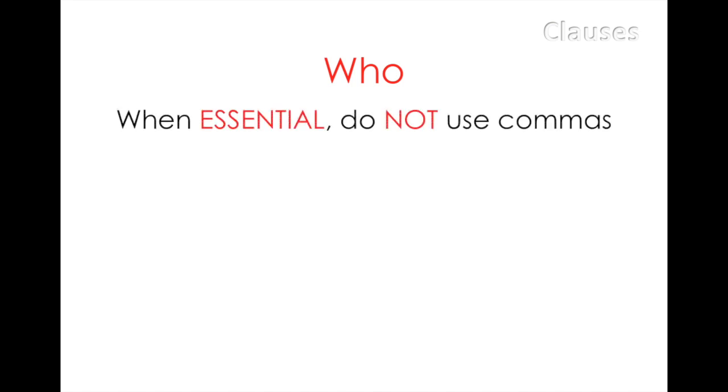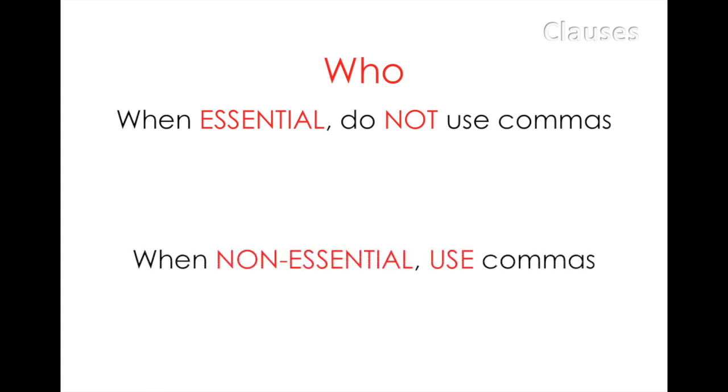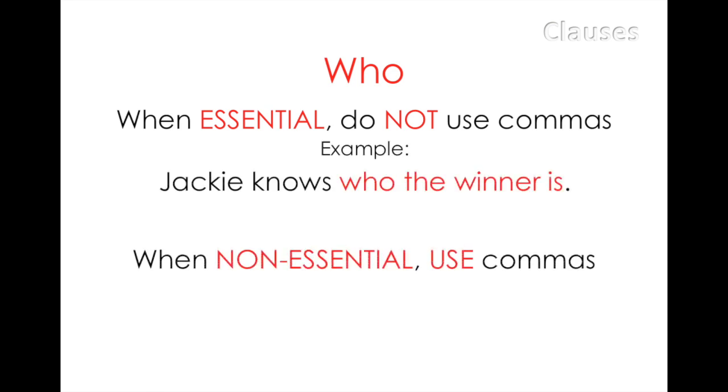Now, who is different because who is a clause that can be used either as an essential or non-essential clause. If the who clause is necessary to retain the meaning of the sentence, then there shouldn't be commas placed around it. If the who clause does not present essential information and does not affect the main sentence if omitted, then place commas around it. Jackie knows who the winner is.